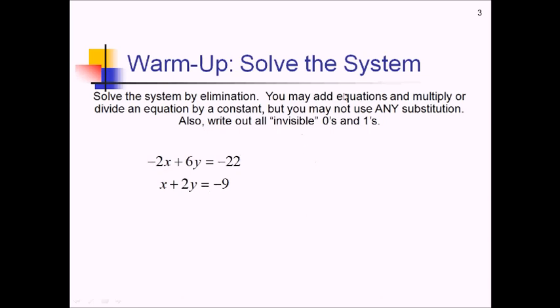We can add equations and multiply or divide an equation by a constant, which is what you do with elimination, but we're not allowed to use any substitution. Also, we need to write out all the invisible zeros and ones. And one little extra rule, whenever you add these equations together, you have to replace one of these two equations.